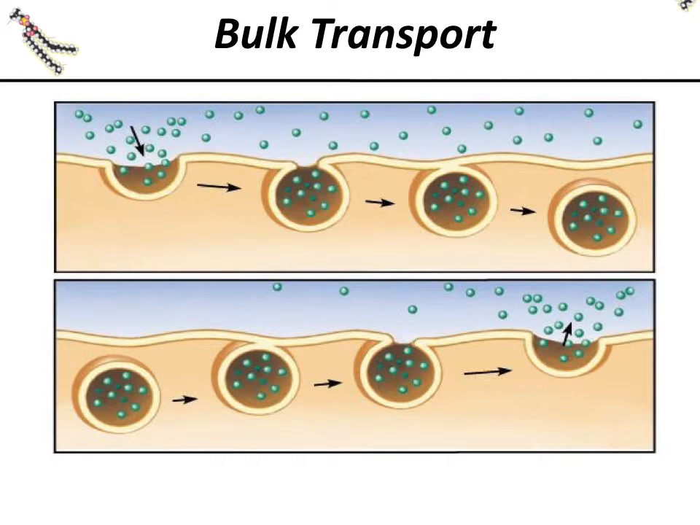The lower diagram shows a cell releasing material. A vesicle containing the substance to be transported across fuses with the membrane and releases these contents. As the substances are exiting the cell, we call this exocytosis.